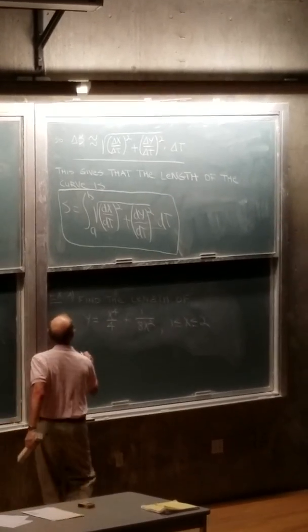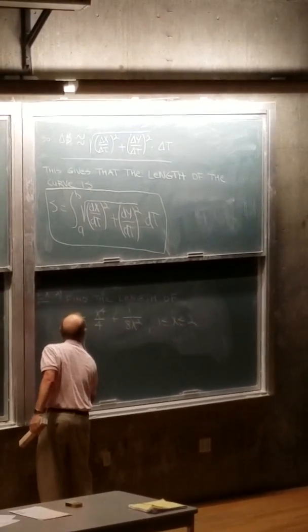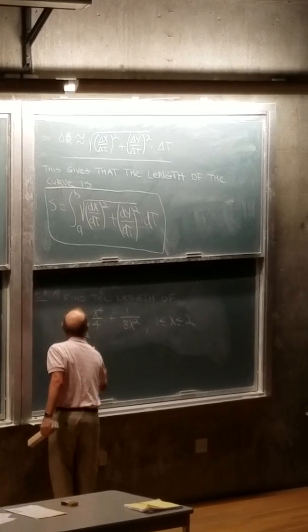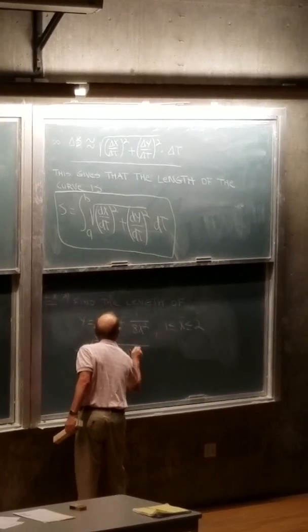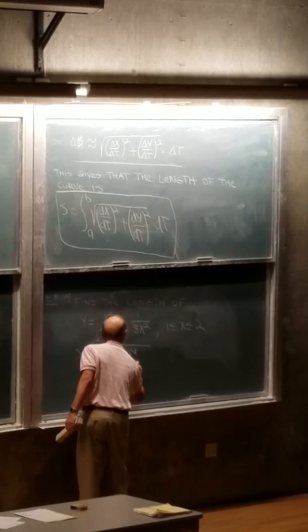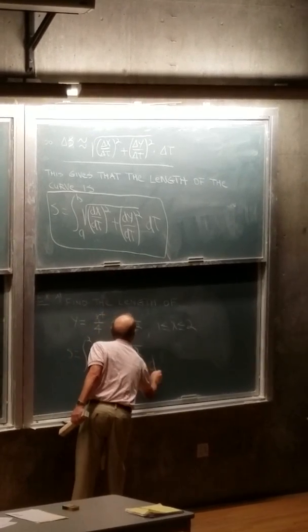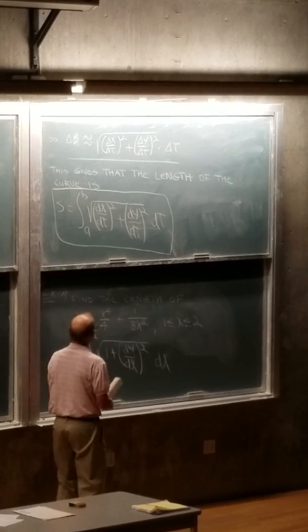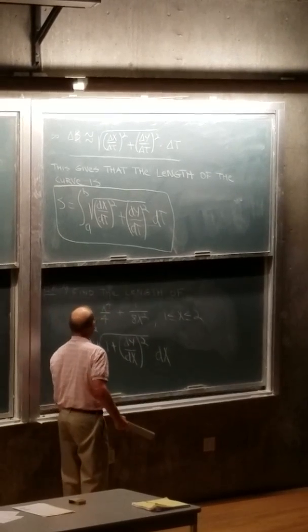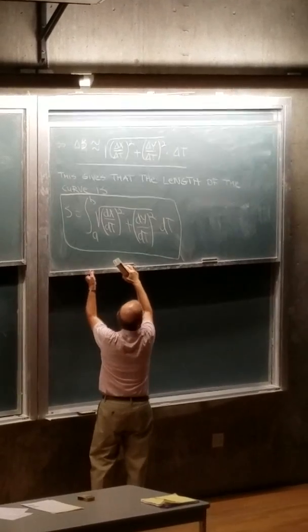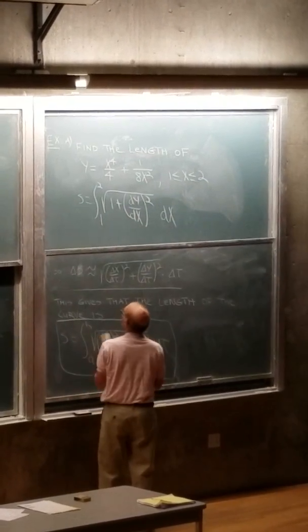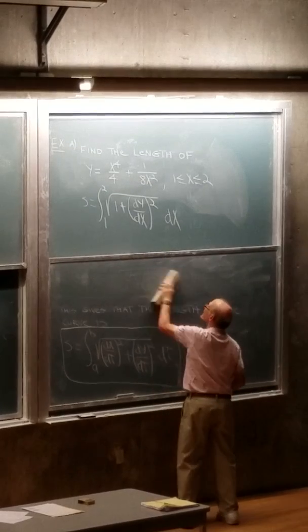The arc length is going to be the integral from 1 to 2 of the square root of 1 plus the derivative of y with respect to x, squared. Right, so that's our general formula for a curve of this type. Let's see what that gives in this case. If we take the derivative of y with respect to x and then square it, we'll get the following.